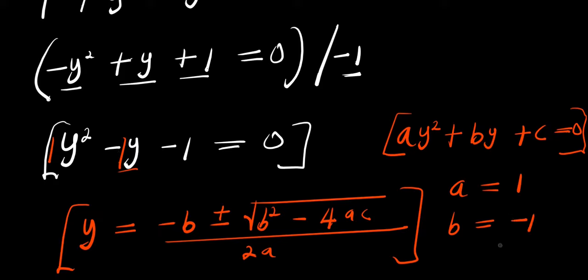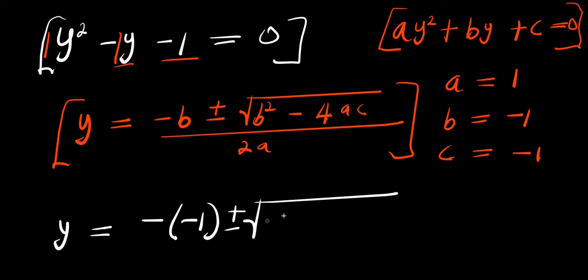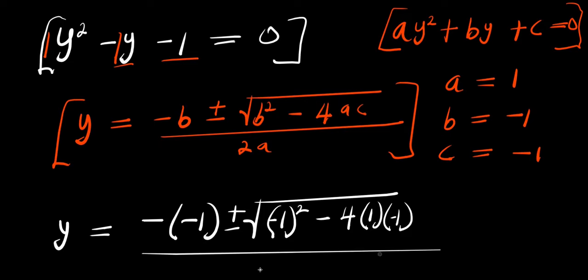I have -1, and c is the constant here, which is also -1. So having all this information now, we can proceed to solve. We have y equals negative times -1 plus or minus square root of b squared, which is (-1) to the power of 2, minus 4 times a times c (-1), divided by 2 times 1.